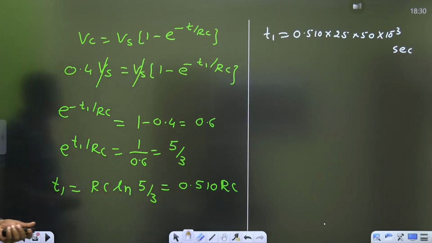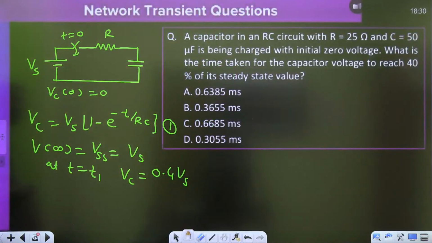0.6375, I am getting 0.6375. What is your answer? So I think A is the answer for this question. Right. So please check my calculation. So what is the question?